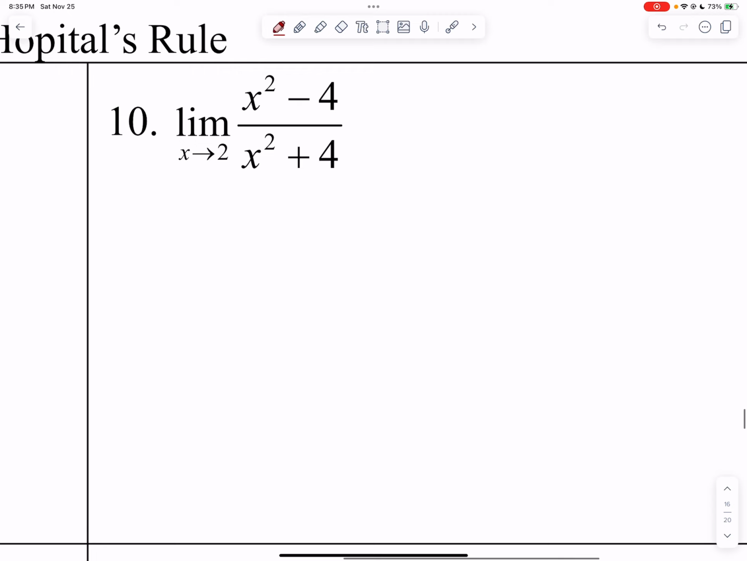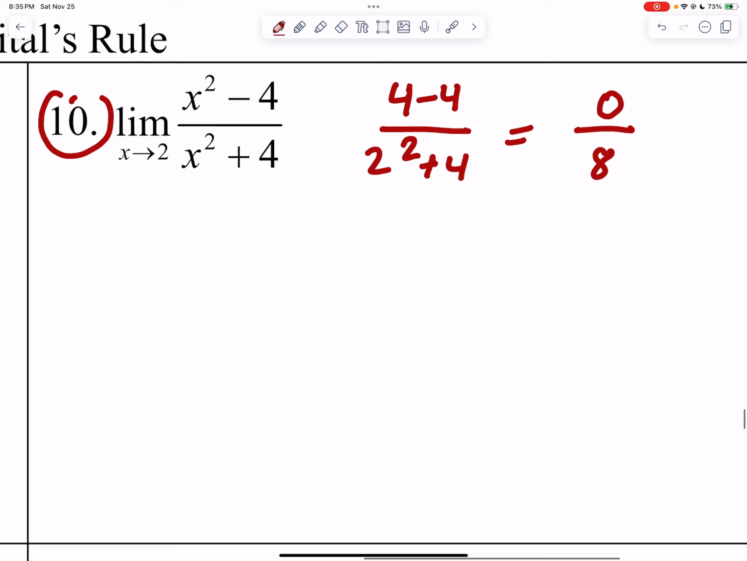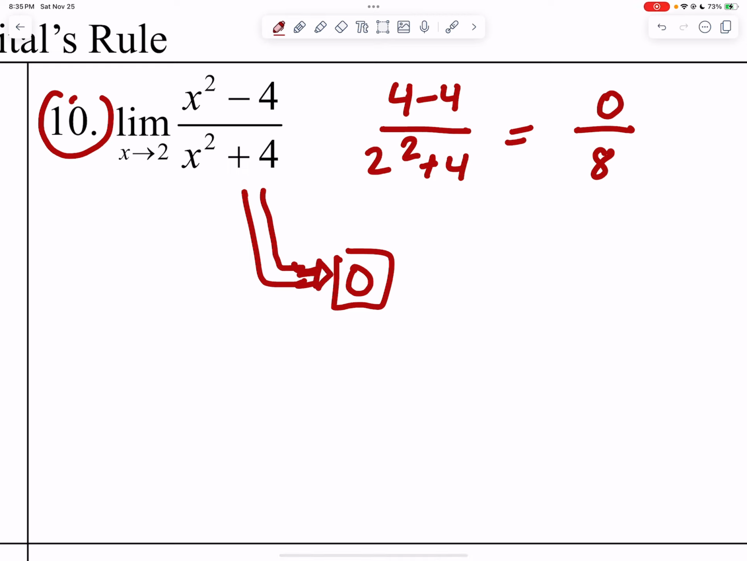Same thing with number 10. Use direct substitution. So you're going to get 4 minus 4 and then 4 squared plus 4. Oops, not 4 squared, 2 squared plus 4, which is going to be 0 over 8. Now, 0 over 8 is not indeterminate. Even though you have an 8 at the bottom, 0 over 8 is going to give you a limit of 0. So make sure that you also understand that if you have 0 over some other number that's not 0, that's not indeterminate. That's just 0.